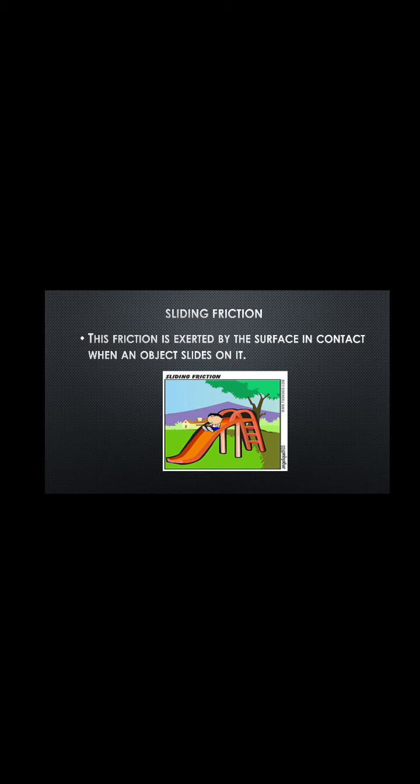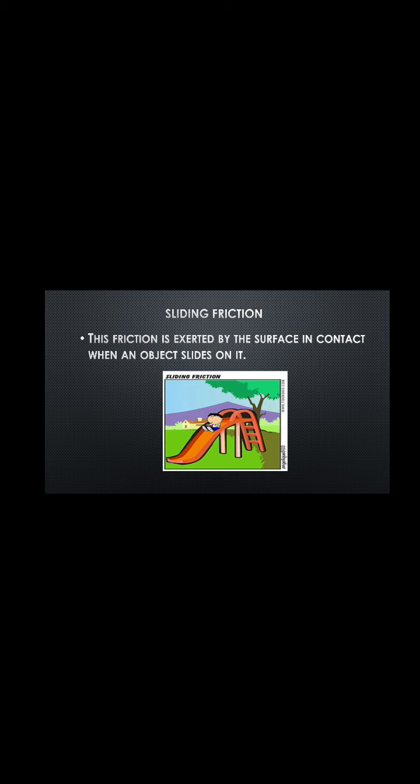We have divided the different types of friction on the basis of whether the object is at rest or in motion. If the friction is acting when the object is at rest, then it is static friction. When friction is exerted when the object is in motion, that friction is kinetic friction. The types of kinetic friction, again there are two types. One is rolling friction and the second one is sliding friction.